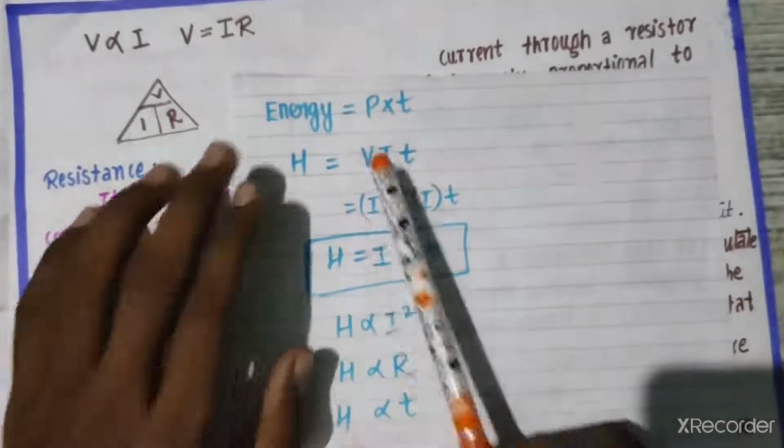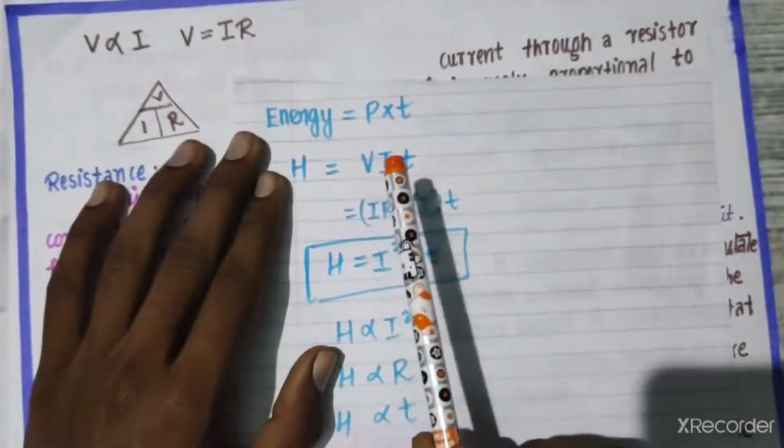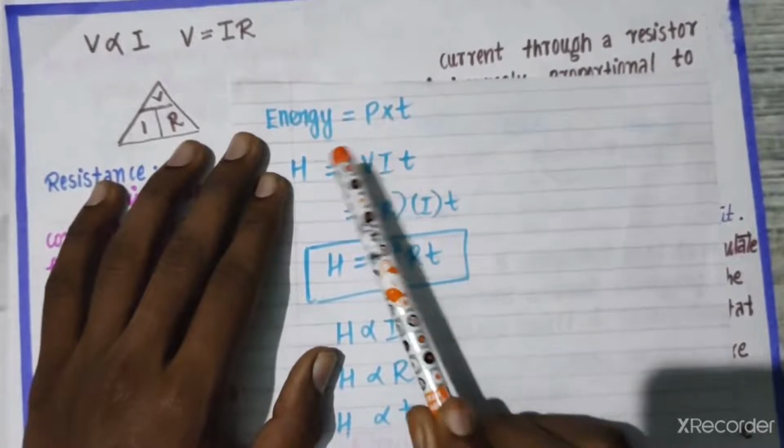Okay, listen guys, first we have studied that energy is equal to the product of power and time. So P into T.